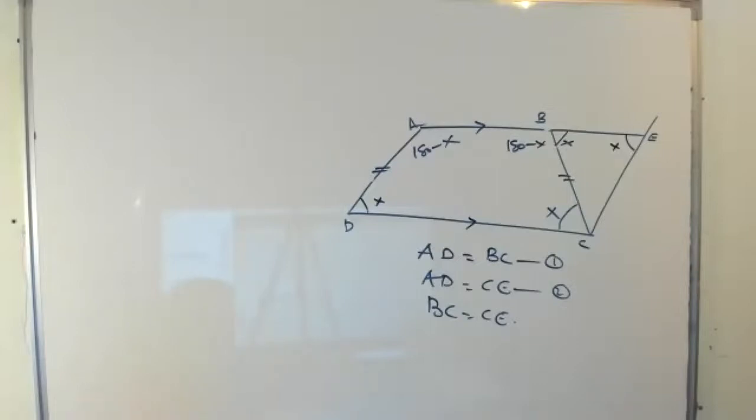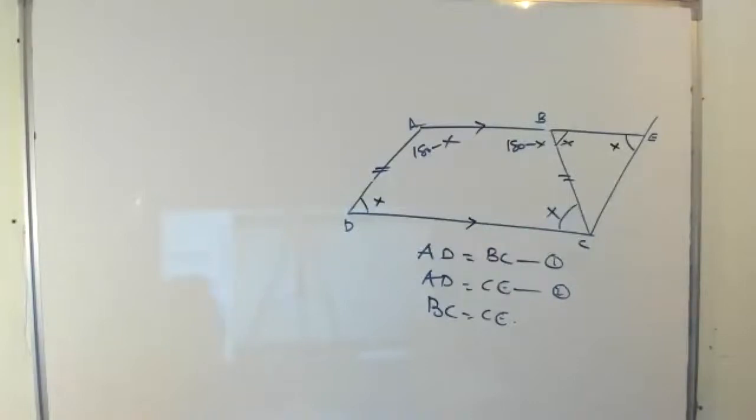Tia, are you getting all this? Yes, sir. AD equal to BC, given. AD equal to CE, number 2, opposite sides of a parallelogram. Okay. From 1 and 2 we get BC equal to CE.